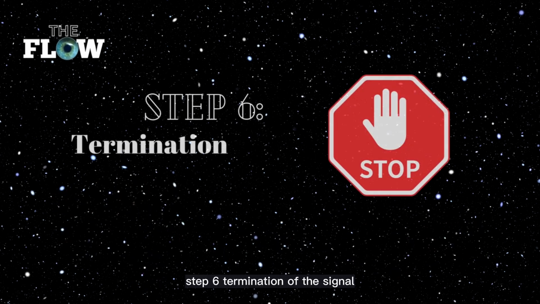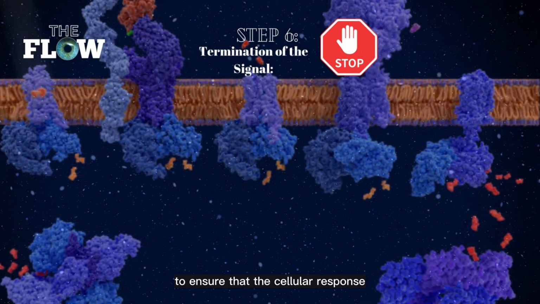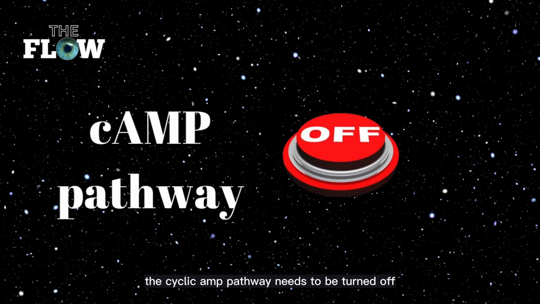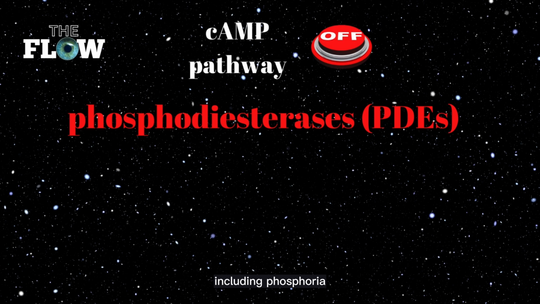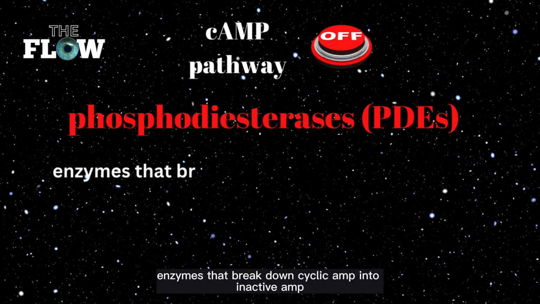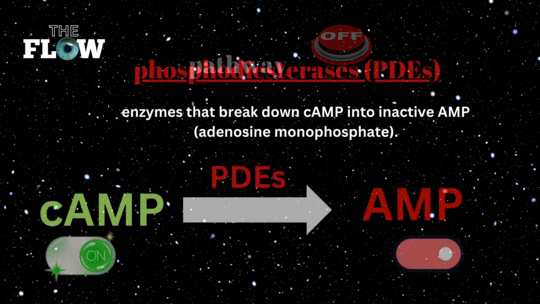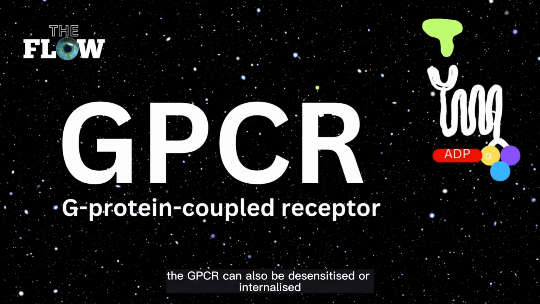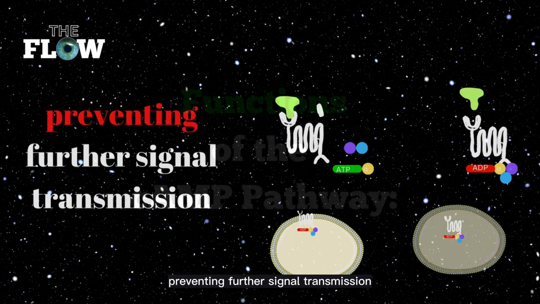Step 6. Termination of the signal. To ensure that the cellular response is tightly regulated, the cyclic cAMP pathway needs to be turned off. This is achieved by a variety of mechanisms, including phosphodiesterases, PDEs, enzymes that break down cyclic cAMP into inactive AMP, adenosine monophosphate. Additionally, the GPCR can also be desensitized or internalized, preventing further signal transmission.